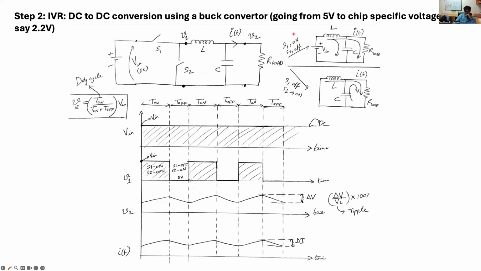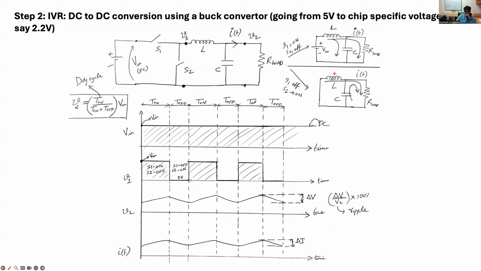During the on period, which has a time duration of T on, S1 is on, S2 is off, which means the input voltage is connected directly through the LC filter to the load. So the input voltage ends up passing a current through the inductor and capacitor, and it increases the current that flows through the load. And during the off period, the supply is cut off and the circuit is connected this way.